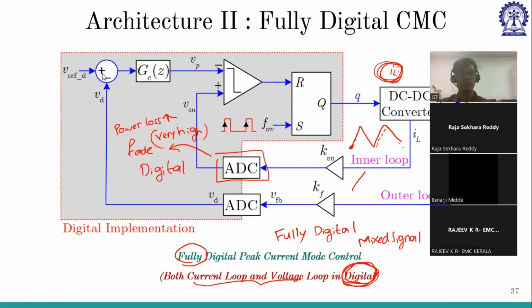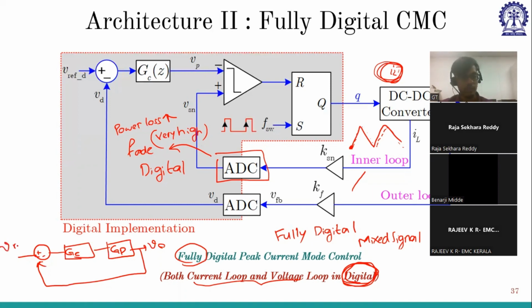So feedback means it is feeding back. If we are considering a plant, I'll write it here, plus minus, say GC controller, GP plant, and this is V0. Now this is feedback. So it is feeding back to the reference. But say if I have a summer block here and I'm adding this, now this is feed forward. So we are adding it. You are adding it. So this is called feed forward.